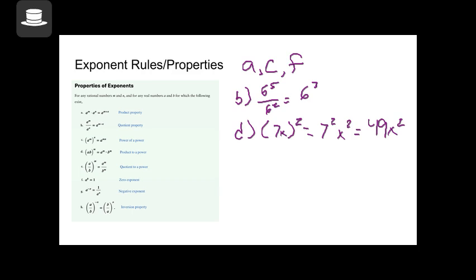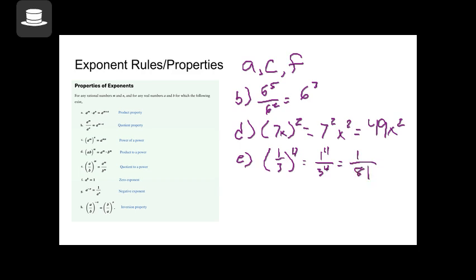Now property E, similar to when we have multiplication inside the parentheses, if we have division, it works the same way. We take both components inside the parentheses and raise it to the power. So if I have 1 over 3, all to the 4th, then that is the same thing as saying 1 to the 4th divided by 3 to the 4th. 1 to the 4th is 1. 3 to the 4th is 81. So that's the same thing as saying 1 divided by 81.